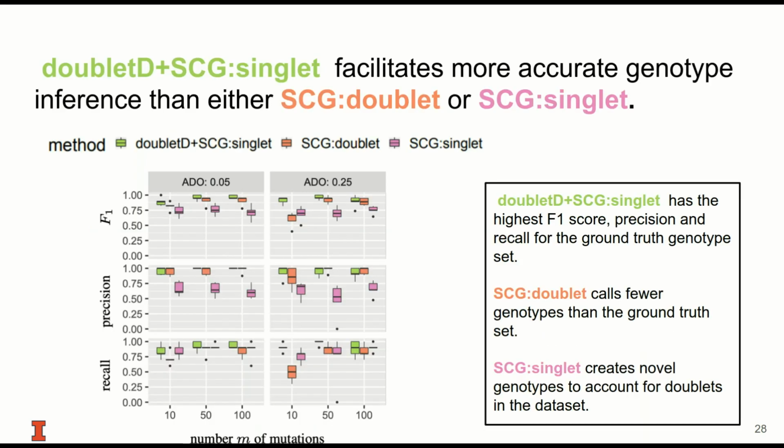So we found it very encouraging that a combination of doubletD plus SCG singlet actually outperformed both modes of SCG and facilitated more accurate genotype inference. And this is because SCG doublet tends to be a bit more conservative and calls fewer genotypes than what was actually present in the ground truth set. Whereas on the other hand, SCG singlet actually created a number of novel genotypes to account for the doublets that were present in the data.